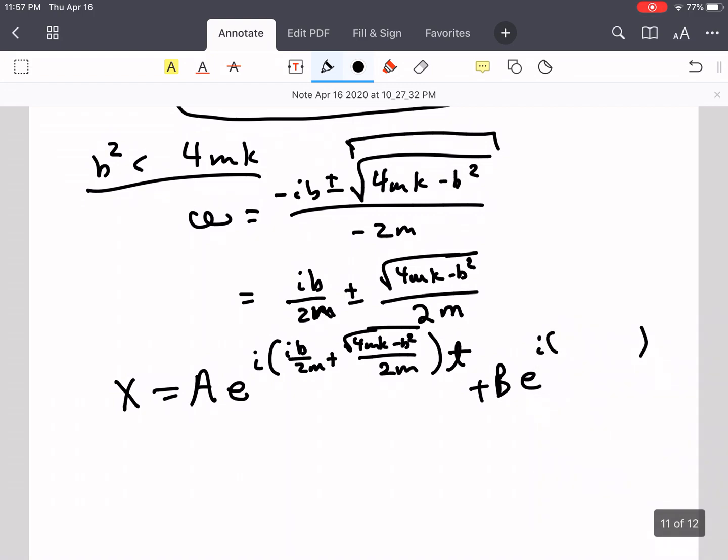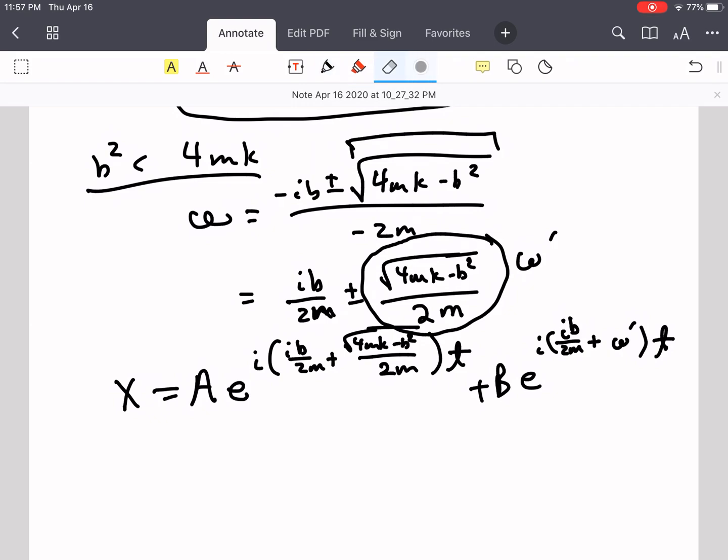And now, in the interest of connecting it to the notes, I'll leave the b over 2m alone because that's the same thing that's written in the notes. But I'm going to call this thing right here omega prime. So I have that plus omega prime times t. Or sorry, minus omega prime times t, because now I'm taking the minus square root. So you can double check these are individually solutions to the equation. And that means I can add them up and get the general solution to the equation.